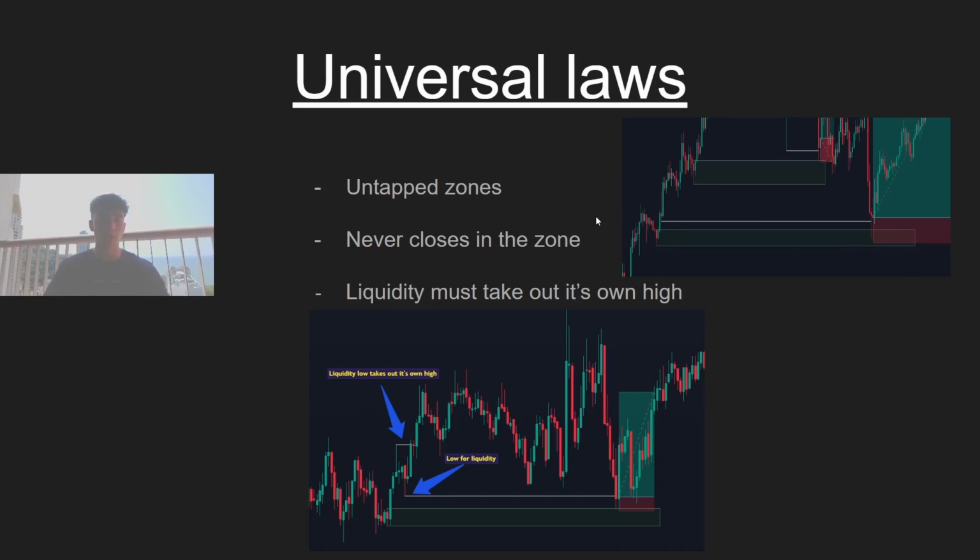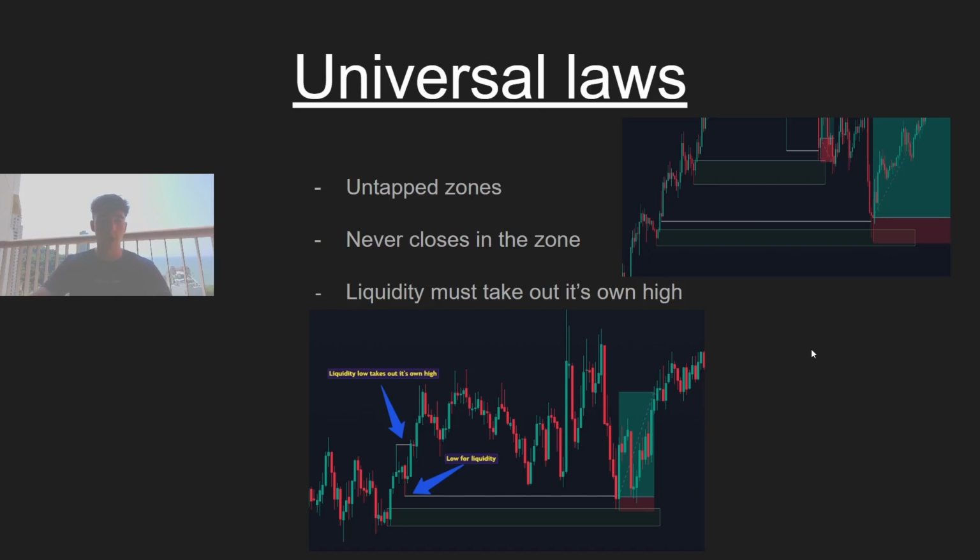So first off, I'm going to talk about the universal laws. These are things that apply between both timeframes, the 5-minute and the 30-minute charts. Even if you trade a different time frame, these things are going to be the same for each time frame you trade. So the first thing is untapped zones, never close in the zone, and liquidity must take out its own high. So let me jump onto the charts and I'll explain each of these three things.